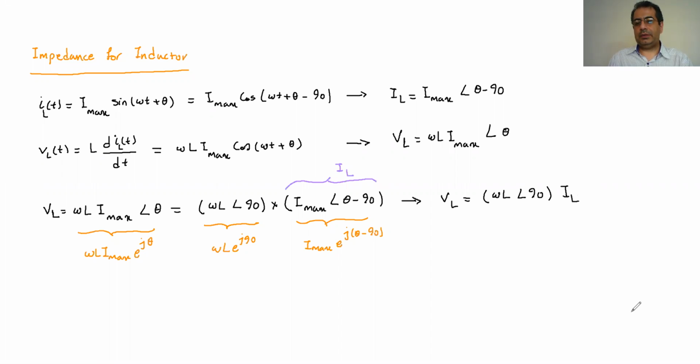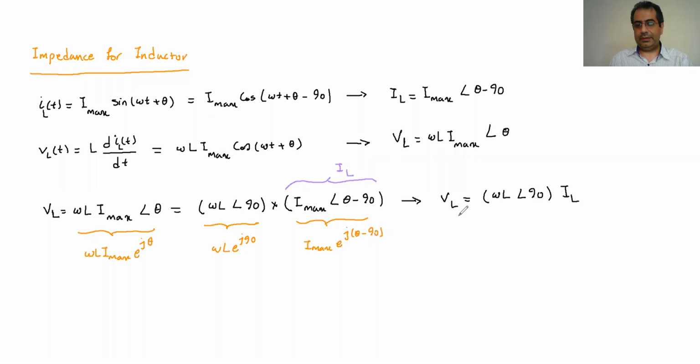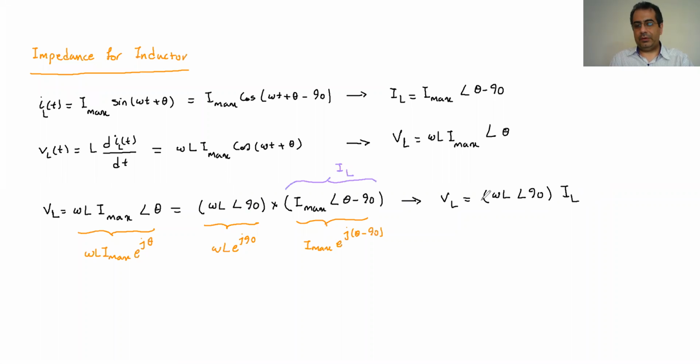Now let's go back and look at the impedance equation. This is what we are looking at: V is equal to Z times I. This is what we wanted to find out. And look here, we have VL equal to this term times I. So this term is the ZL, because V is equal to ZI: we have V and we have I, so this term here should be Z.